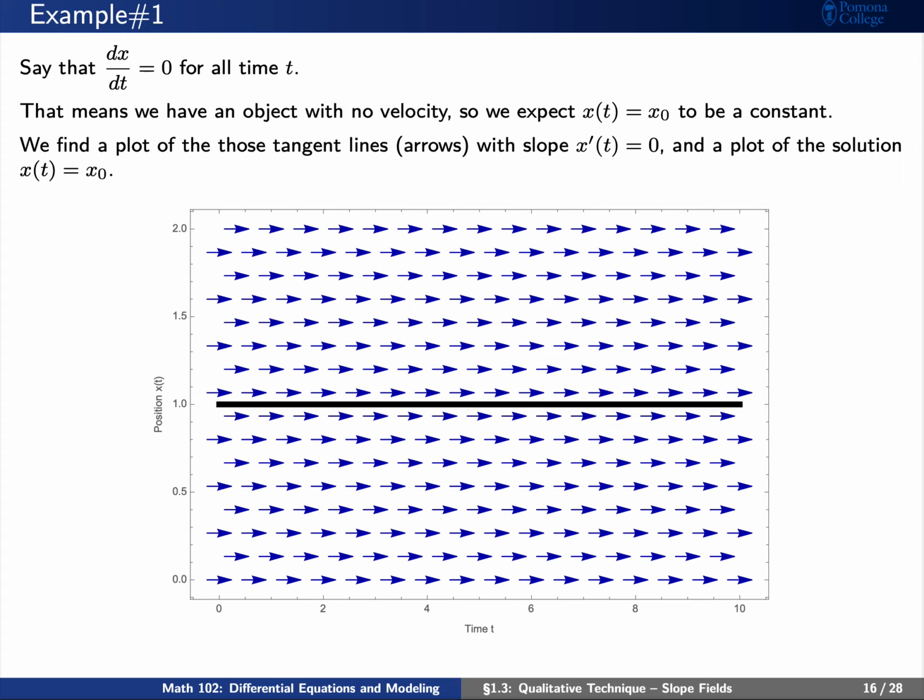Another way to think of this is, for every time t, we can consider a position x. This is a point here in this grid, that is t comma x. And at every point, we want to consider the slope, namely dx dt. So at every point, we place an arrow, and each of our arrows has slope 0. The blue arrows here are what we call a slope field, and the black line that you see is a plot of the solution x of t equals 0.